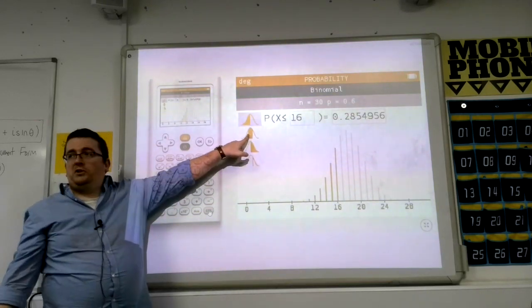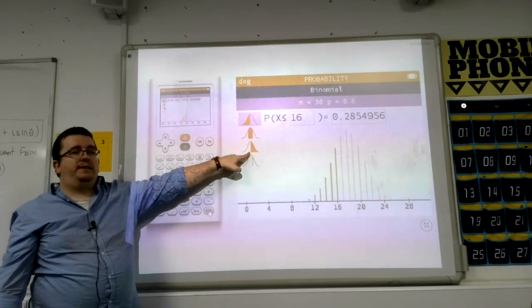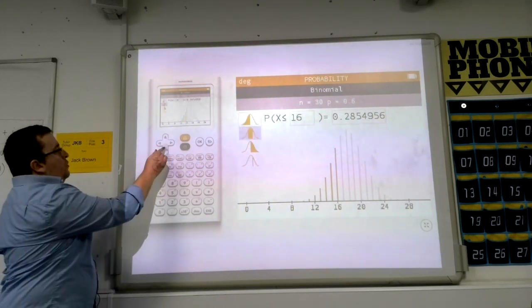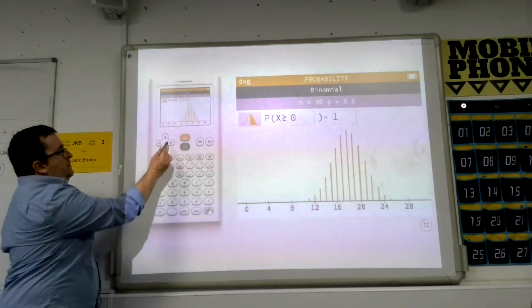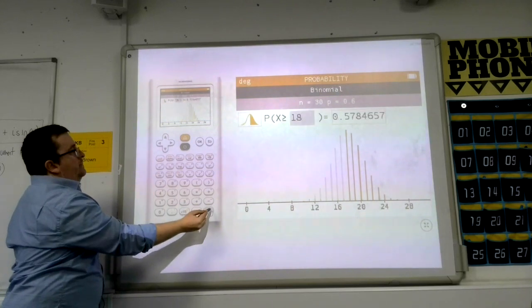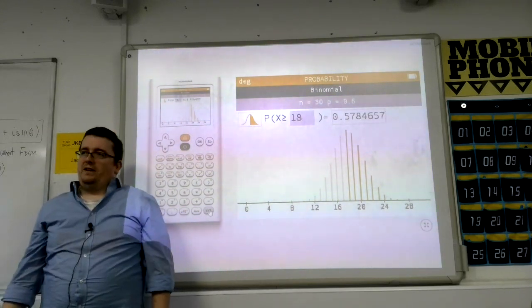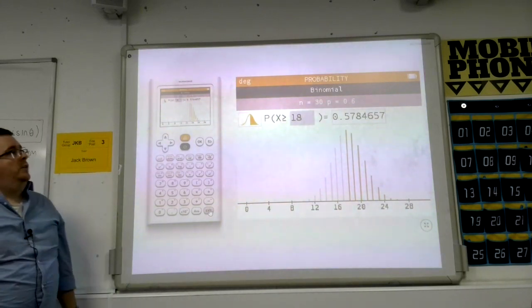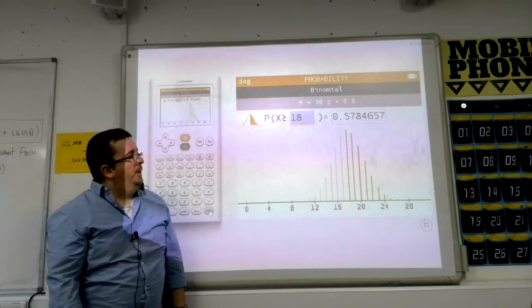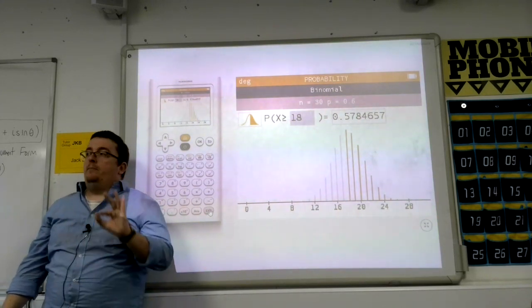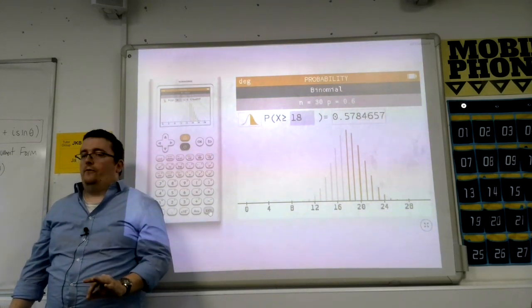And I can do in between, I can do greater than or equals to, or equals to. So if I want greater than or equals to, and I want greater than or equal to 18, there it is, okay? So that's really useful.